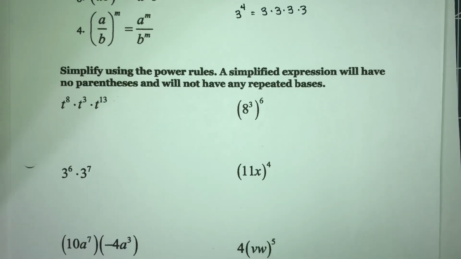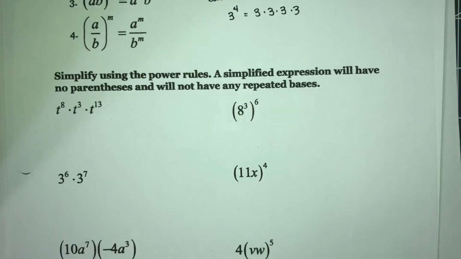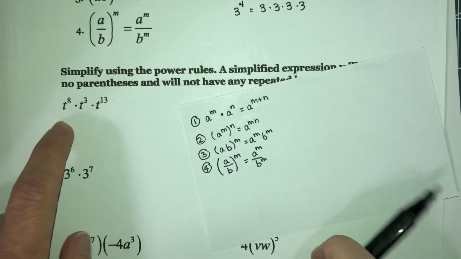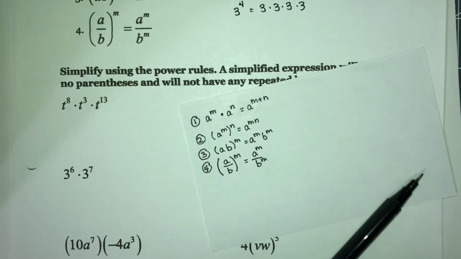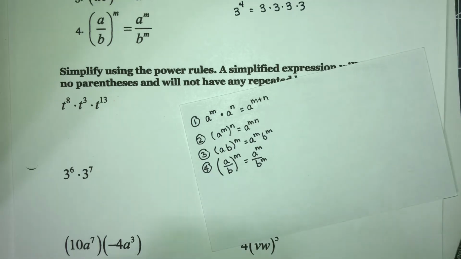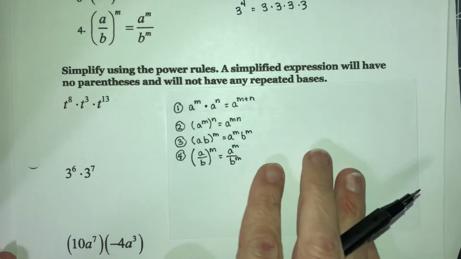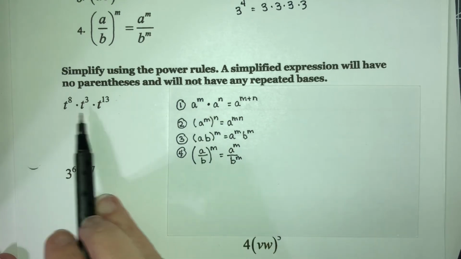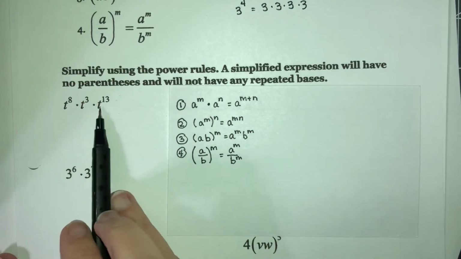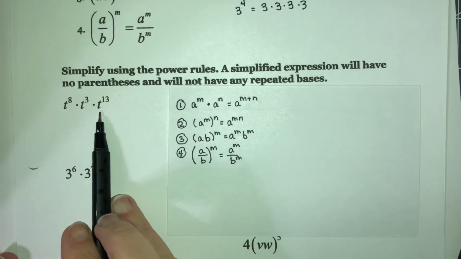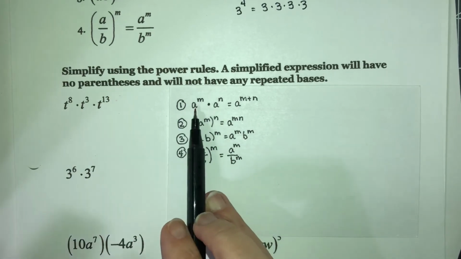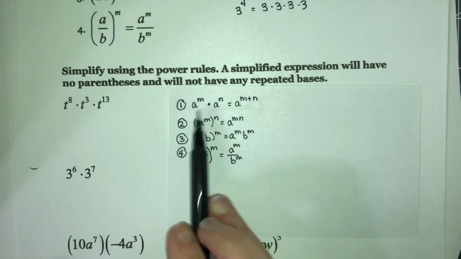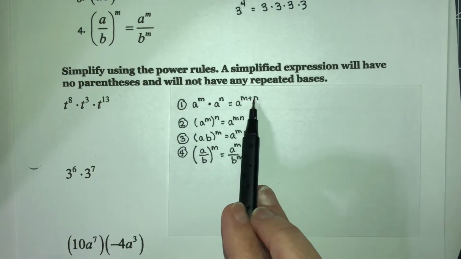The printouts, they go down in columns. So I'm going to start right here. t to the 8th times t cubed times t to the 13th. What we have here, if we look for a pattern, I'm looking for things that are multiplied, and I've got that. I have the same base all the way across. That's going to be a very important thing to notice. Okay? My property says that I keep the base and I add the exponents together.